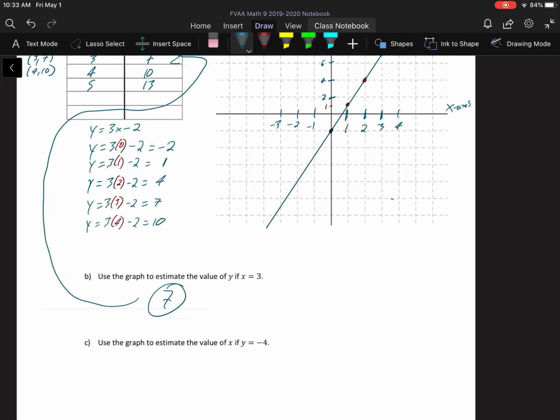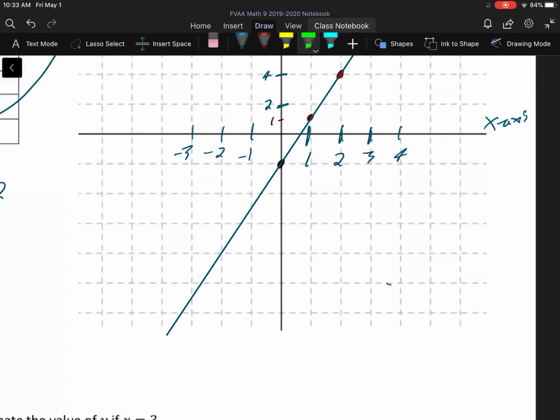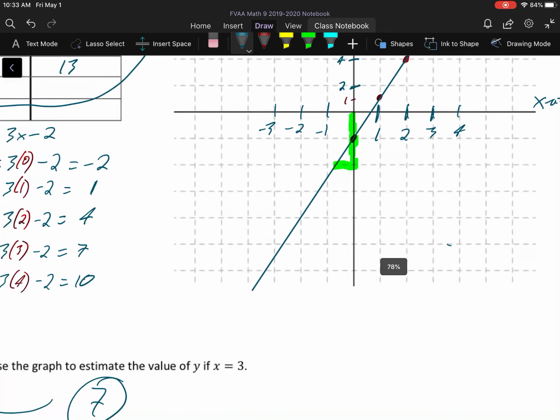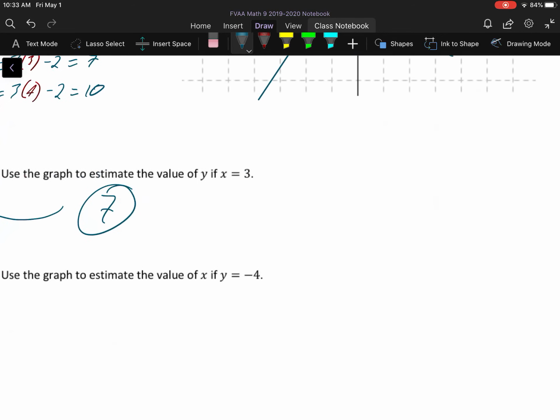But I probably will have to estimate when y is equal to negative 4. Okay, so when y is equal to negative 4, I go down 1, 2, 3, 4, right? Okay, and I'm going to go over here, and that looks like it's about negative 2/3.